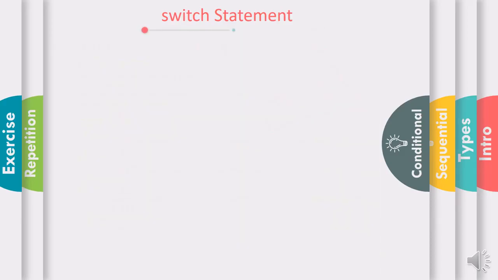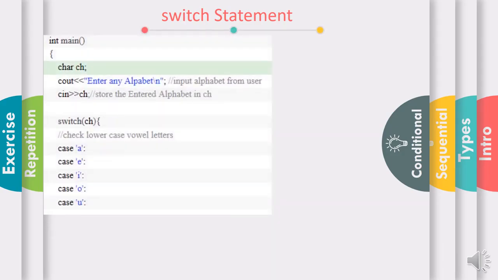Now, here is another example for the switch statement. We can use the switch statement in this way that I am going to explain in this slide. Here we have taken the variable ch of data type character. Then we have displayed a message on the screen to enter an alphabet, any alphabet. The alphabet entered by the user will be stored in the variable ch with the help of this cin statement.